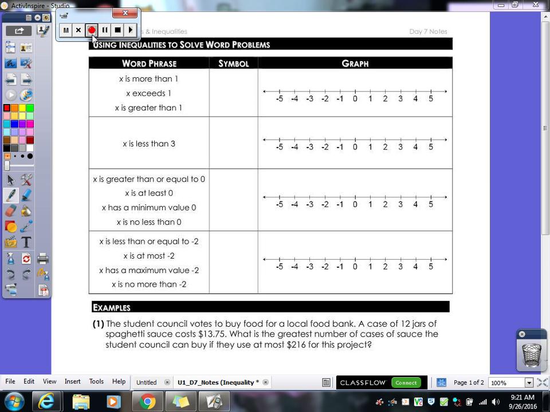Some phrases that you are going to see: if you see is more than, exceeds, or is greater than, when you write your inequality, that's purely going to be the greater than symbol. So if I were to graph that on the number line, that would be an open circle on my 1, and my shading would go in which direction? To the right.